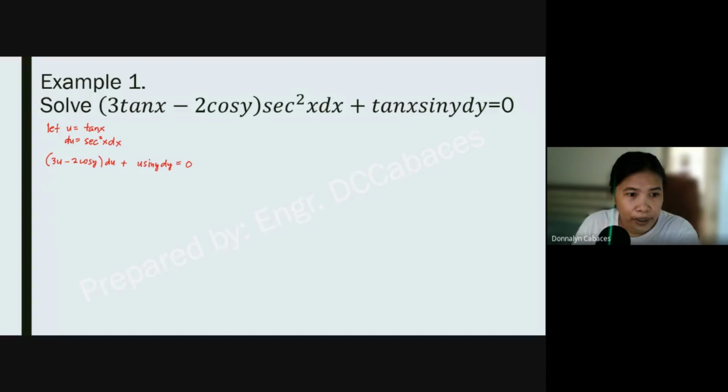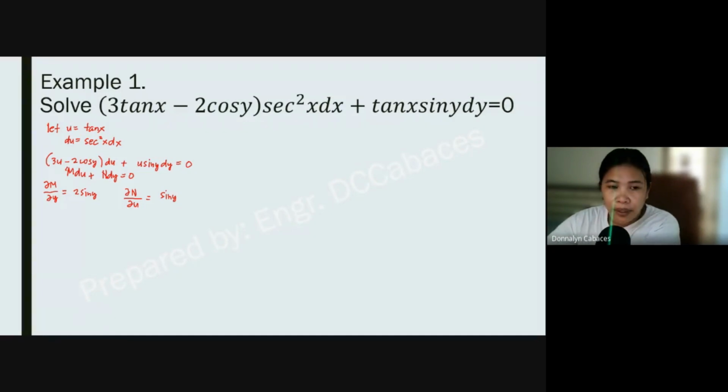This is now your M du plus N dy is equal to 0. So this is our M. The partial derivative of M with respect to y, so we differentiate negative 2 cosine y, that is 2 sine y. And the partial derivative of N with respect to u is equal to sine y. Looking at this, they are not equal, therefore it is a non-exact DE. But maybe we can find an integrating factor to make it exact.